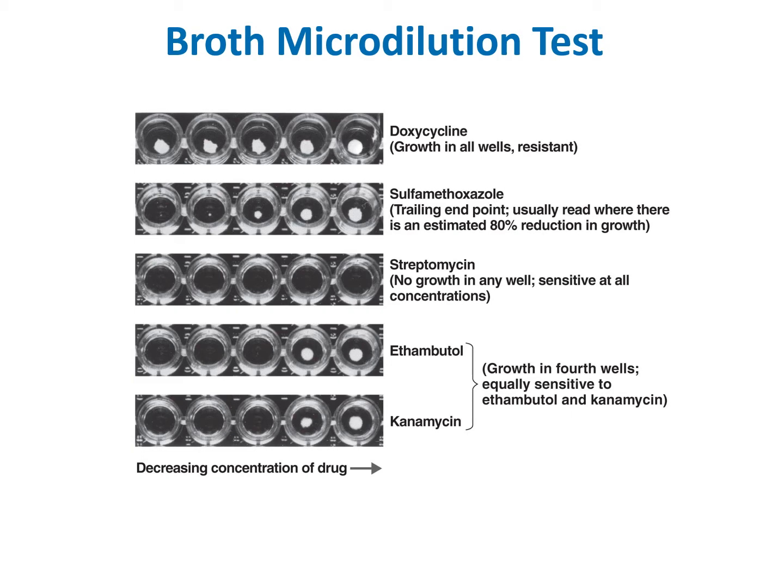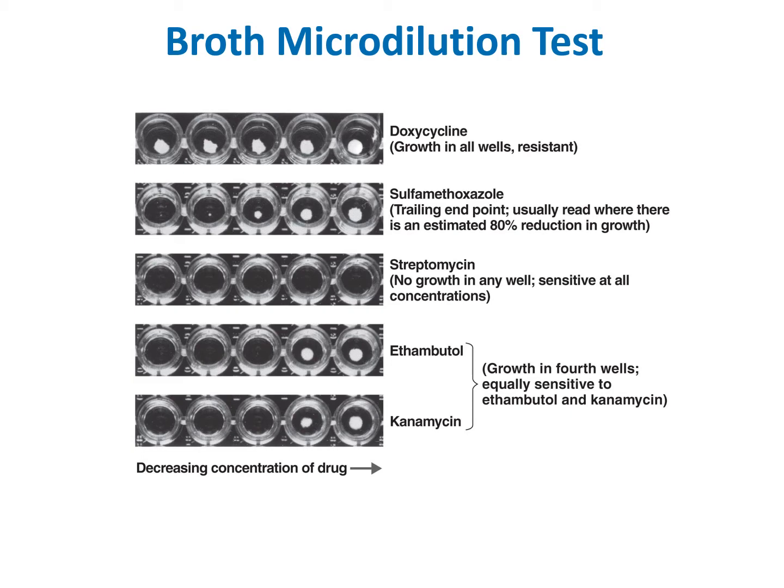In the next row, we can see that at our highest concentrations, here on the left, there's no growth. Do you see any white in this well? As we move from the left to the right, we see that as our antibiotic concentration decreases, the amount of white, that is the amount of bacteria, increases. This is streptomycin. If you look at each well or each test tube, you can see that there's no white. That means that the bacteria are not able to grow at any concentration in streptomycin.